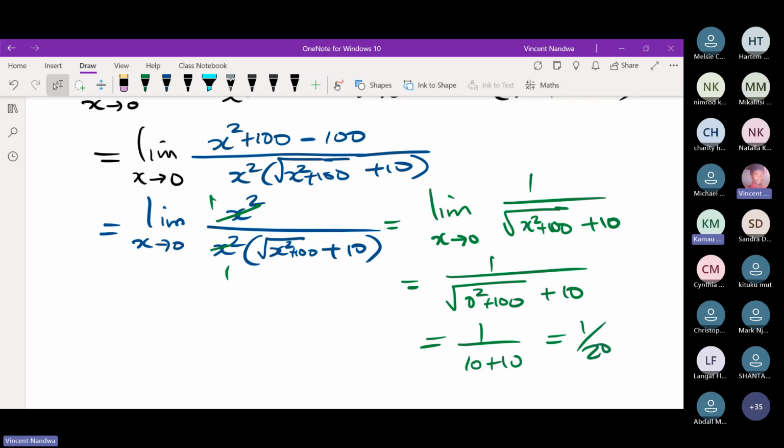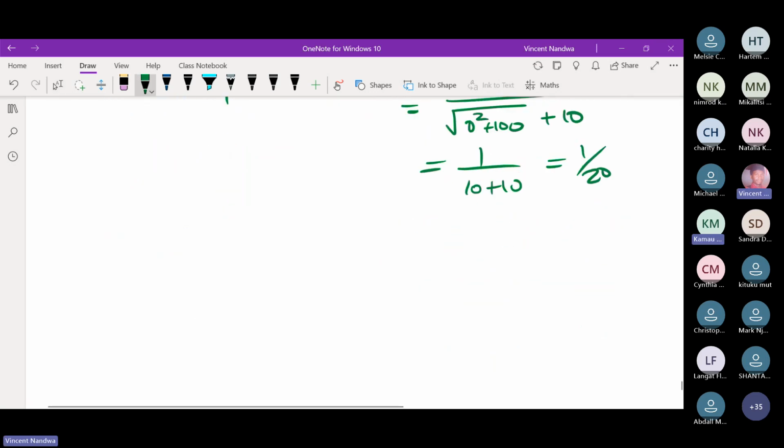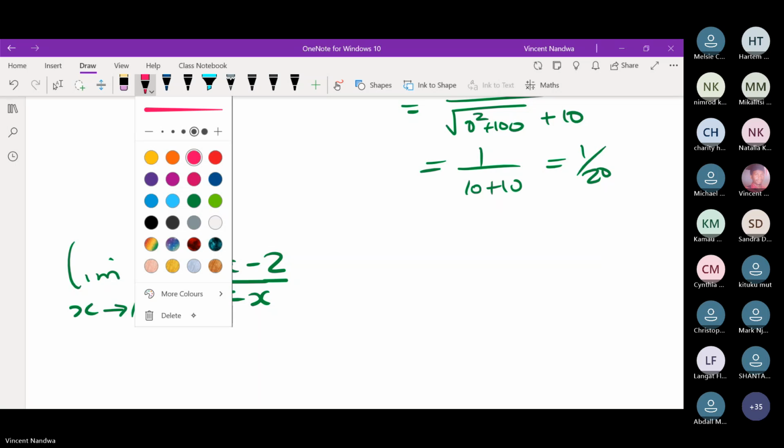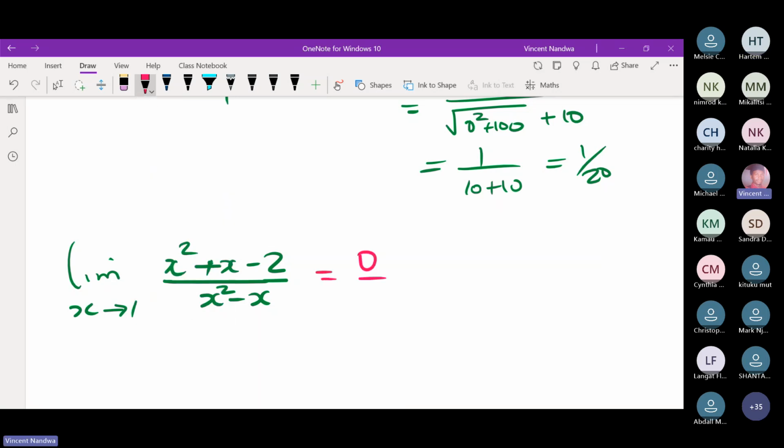Now the other question was the limit as x approaches 1 of x squared plus x minus 2 divided by x squared minus x. If you directly substitute x equals 1, what do you get in the numerator? 0. And then the denominator? Still 0. So 0 over 0 is undefined, which means the direct substitution method does not work.